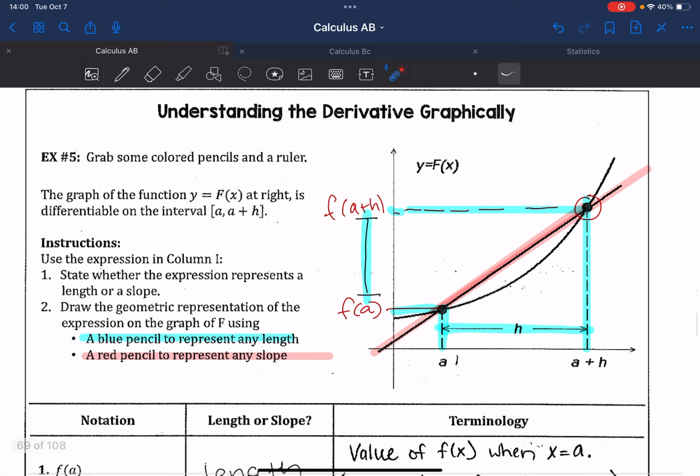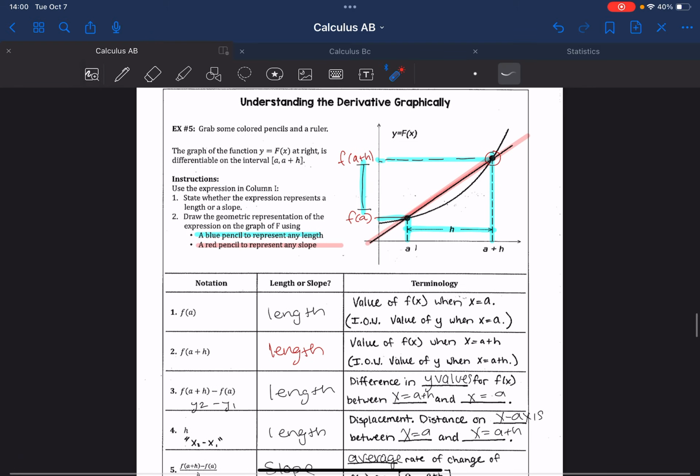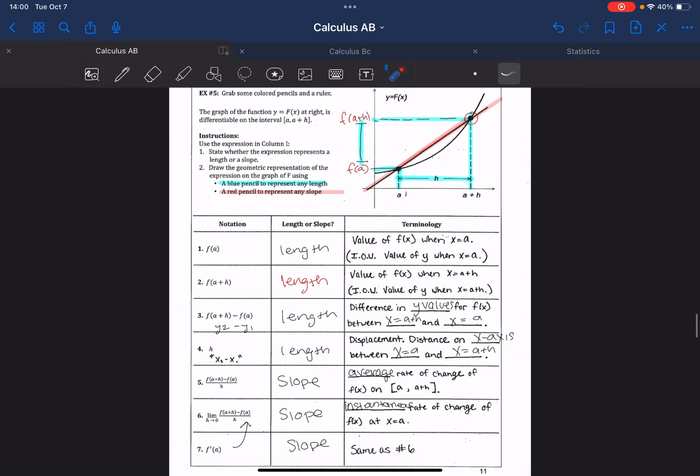Okay. Now let's look at this graphically. So on this one, everything highlighted in blue is representing a length. Anything highlighted in red is representing a slope. So here it went through all these different things, and we went ahead and labeled them either length or slope. So anytime these were labeled length, these were a distance. Okay, so for example, f of a plus h minus f of a. Okay, that is the distance between these 2 points, okay?